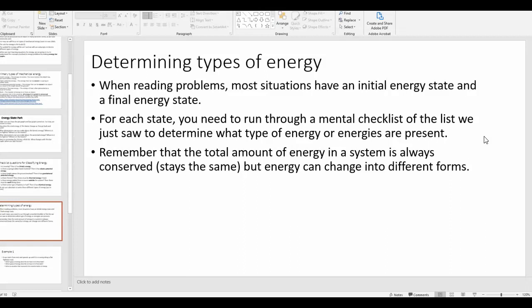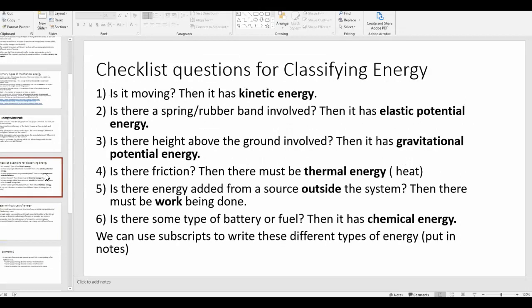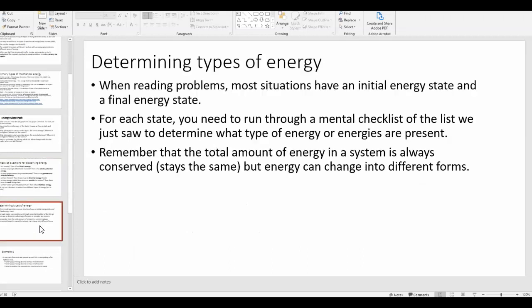Now, some problems are going to have more than just a beginning and an end. They might have like a middle state. Okay, but most situations are going to have like an initial, what is the initial energy and what is the final energy? Now, at each of those states, you need to figure out what type of energy or energies does the object have. And the way you do that is you run through that mental checklist that we just saw. Okay, so as we're doing the examples on the next slide, in order for you to figure out what type of energy there is, you need to go through this mental checklist. Here it is. That's why I suggested you add it to your notes at both the initial state and the final state. Okay, so we'll do some examples so you can see what that means.